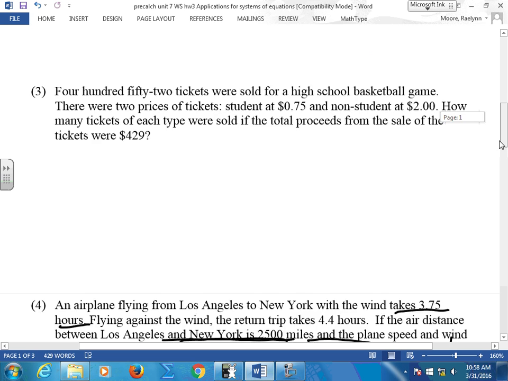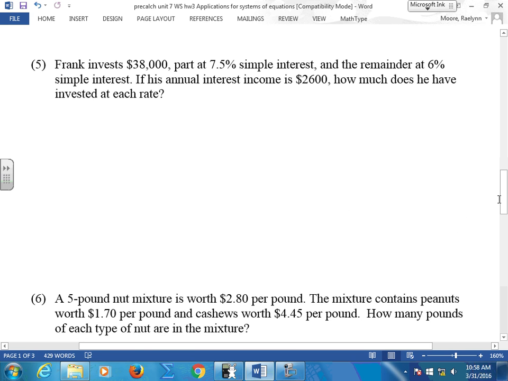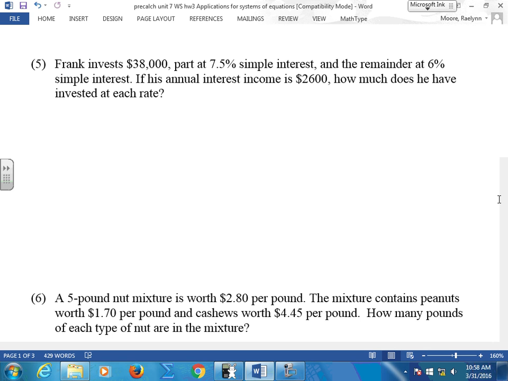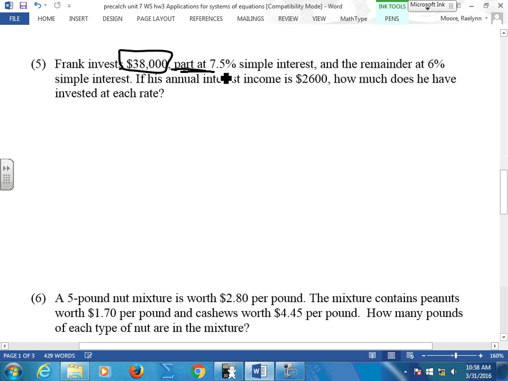All right, let's set up another one. Frank's investing some money. How much money does he have to invest? $38,000. The lucky man has a lot of money to invest. He's investing part at 7.5% and the remainder at another rate. So, what is our unknown? I don't know what part he's investing, right? So let x equal what? The amount invested at what?